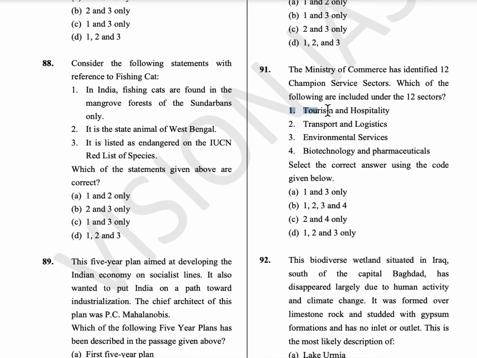So all these three are included, but the biotechnology and pharmaceuticals are not included under the champion service sectors. They are classified under the champion manufacture sectors. Okay, so eliminate 4, so we'll get 1, 2, 3. So all these three are included in the champion service sectors. Biotechnology and pharmaceuticals are related to the champion manufacture sector.